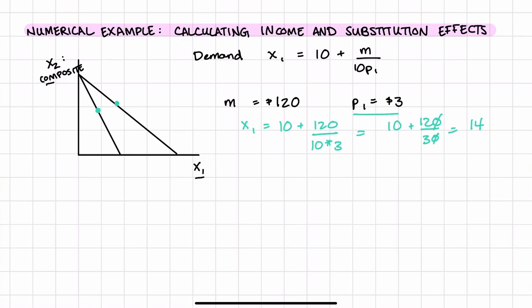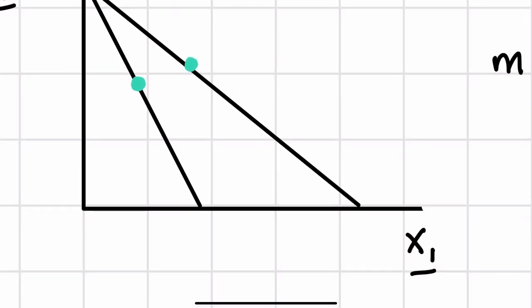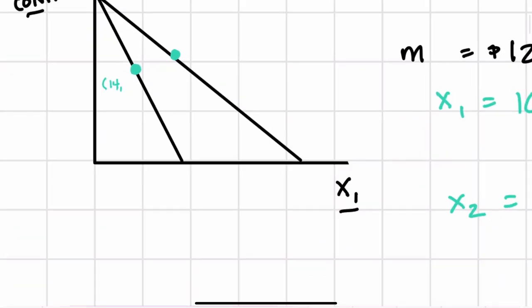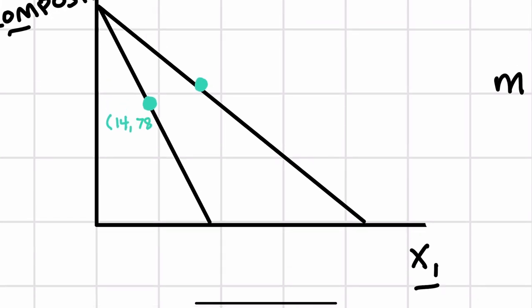And then how much money is left over? So that's our x2. x2 will be 120, our income, minus our expenditure on good 1, which is we buy 14 units at a price of 3. So it'll be 120 minus 14 times 3, which is 42. So a total of 78. So that will be this first point here. We buy 14 units of good 1, and we have 78 units of good 2.